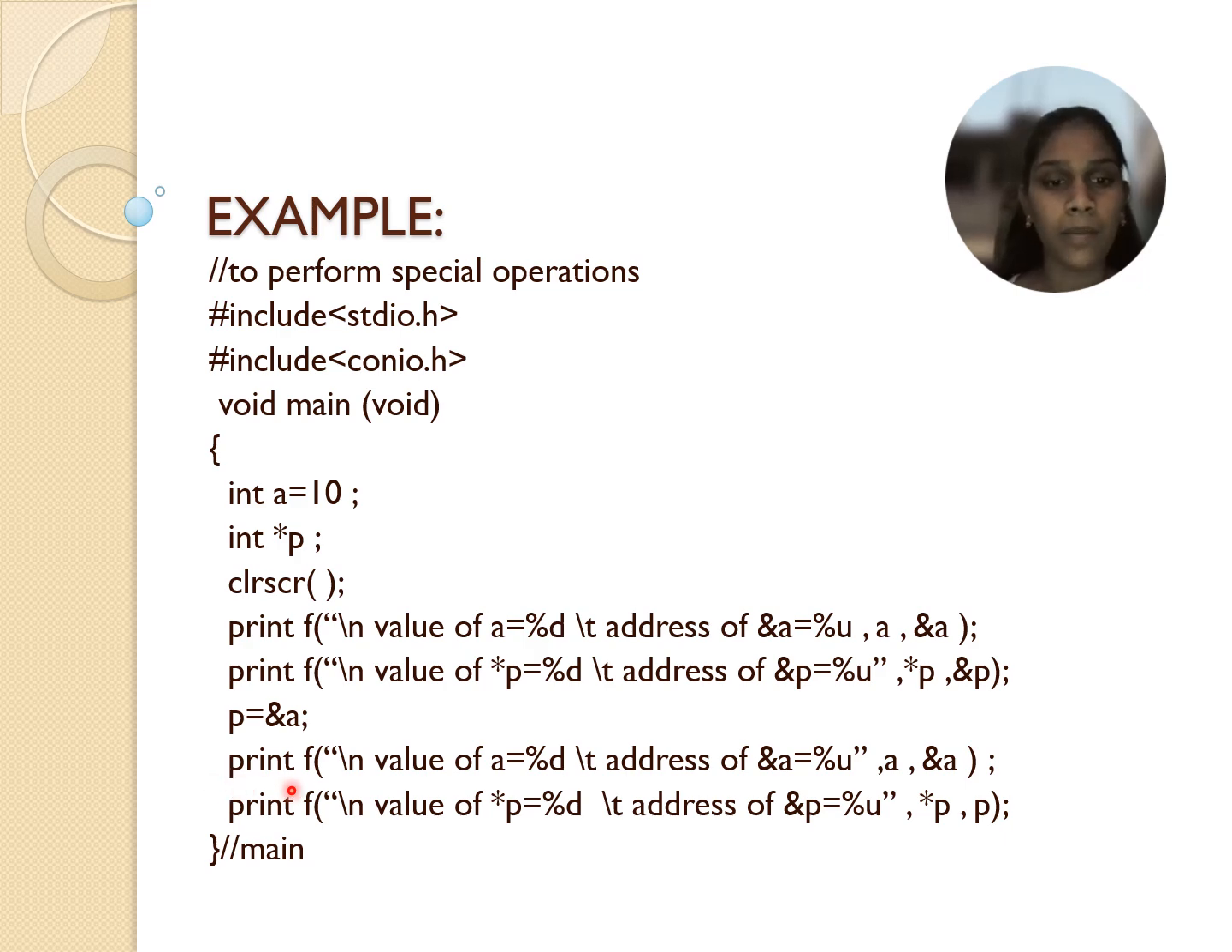Next statement will be printf, value of a is equal to %d, address of a is equal to %u. The next statement will be printf, value of p is equal to %d, address of p is equal to %u.